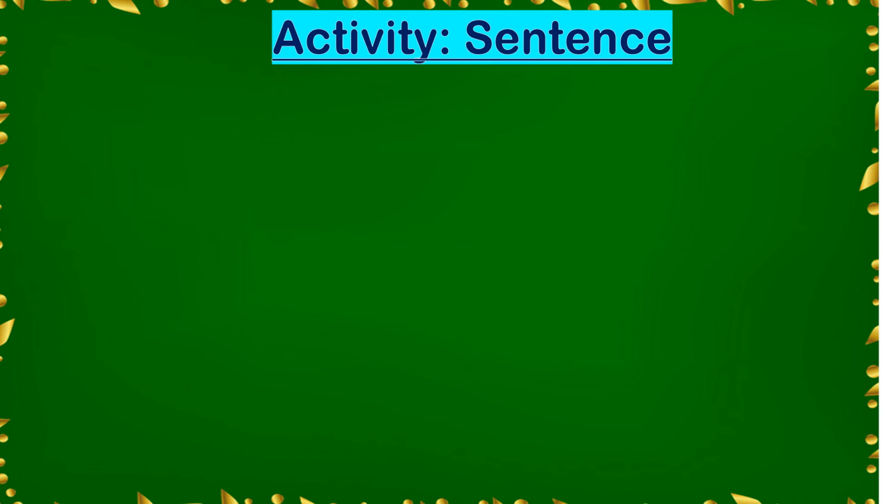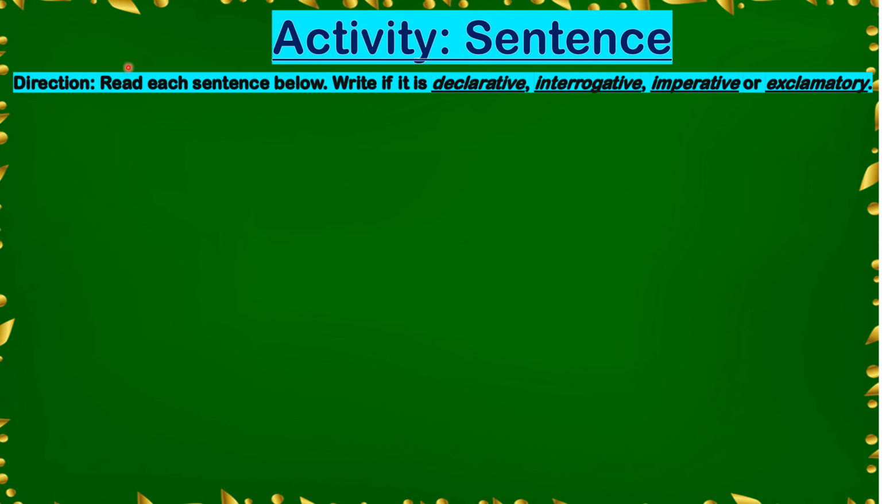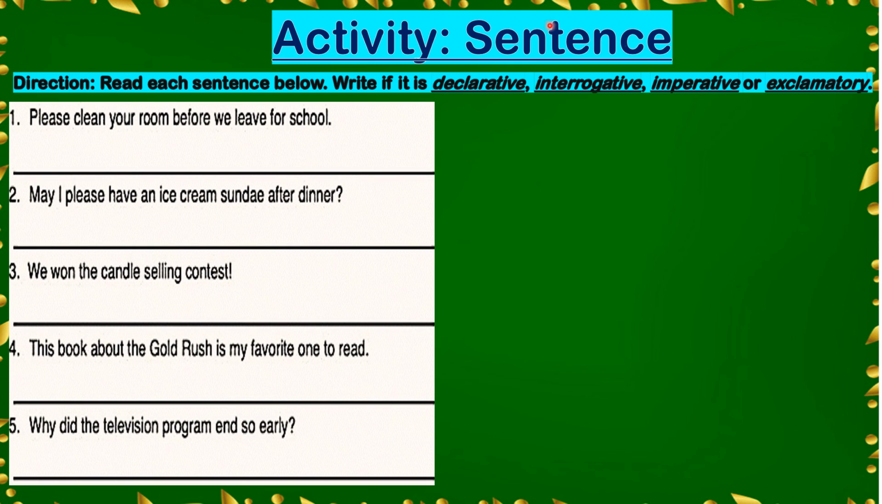So class, for your activity, direction: read each sentence below. Write if it's declarative, interrogative, imperative, or exclamatory. So number one, please clean your room before we leave for school. So you are giving an order. So this sentence is an imperative sentence.